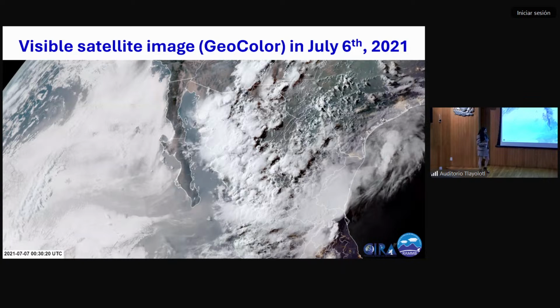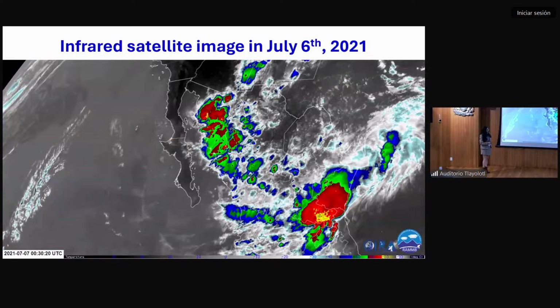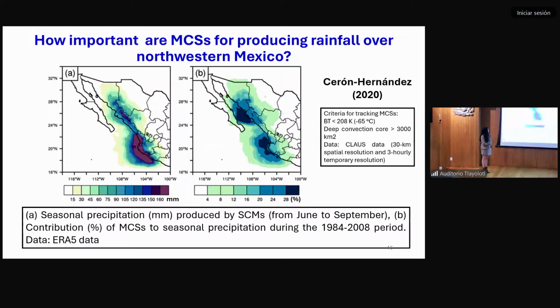So going back to the North American monsoon region, this is a common day, July 6, 2021. I'm sorry, I presented a lot of satellite imagery from the pandemic, but I had a lot of time to spend looking at satellite imagery and just having fun. You can see here that we have a lot of active convection. When you look at the infrared satellite image, you can see there is very deep convection here. We have monsters here that represent mesoscale convective systems.